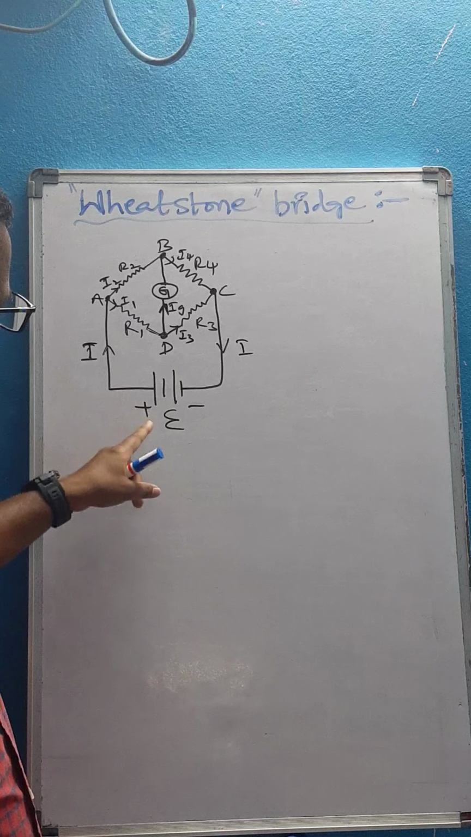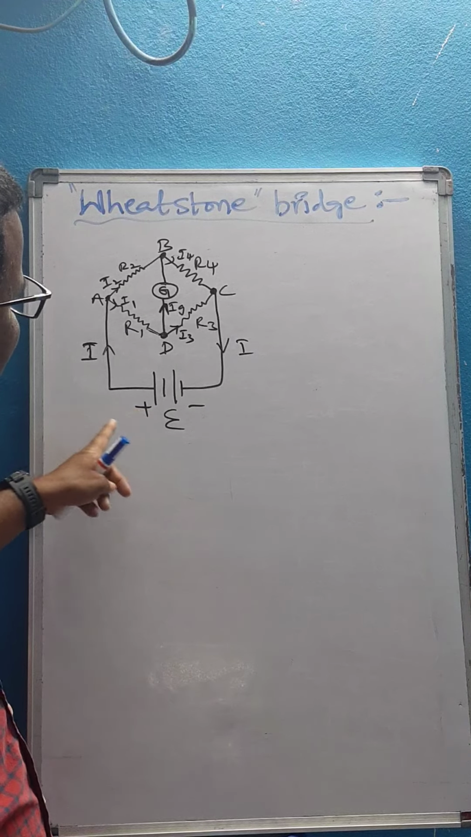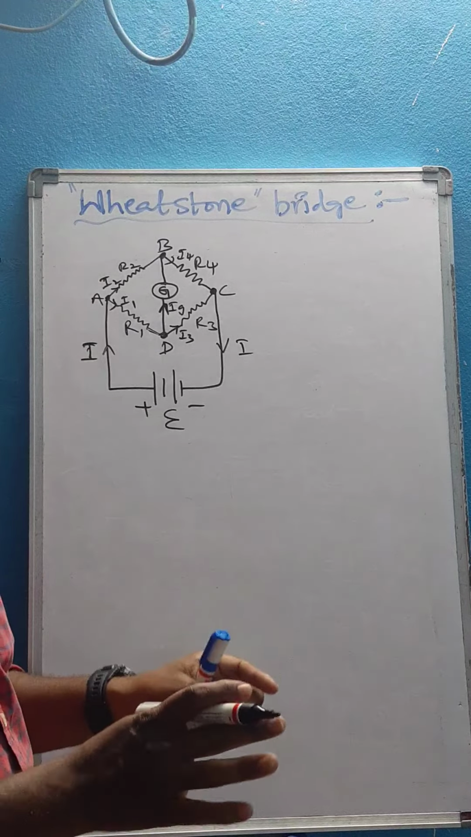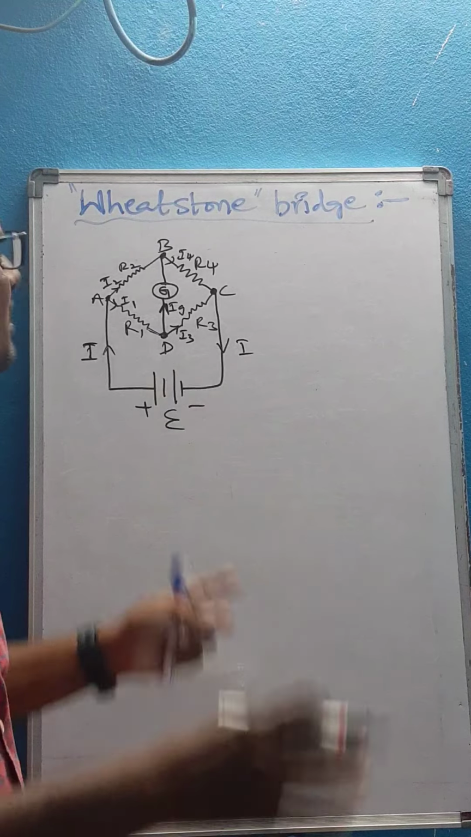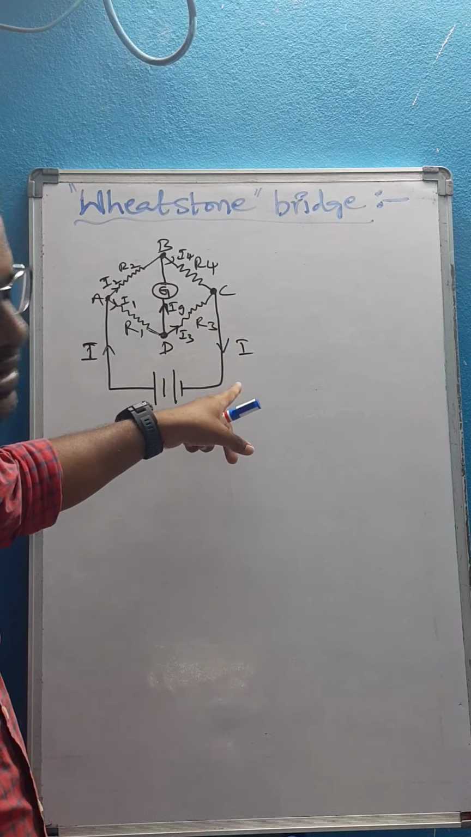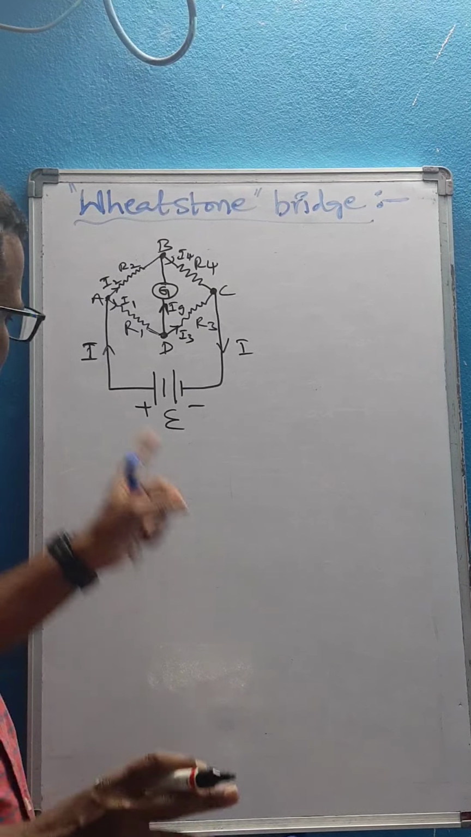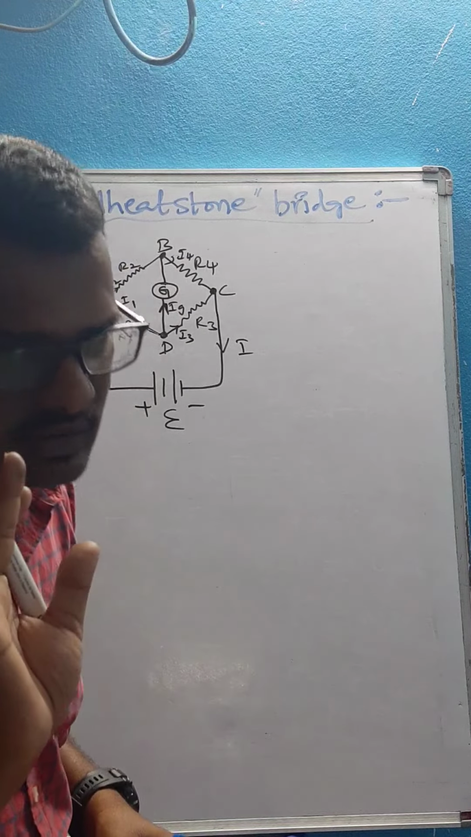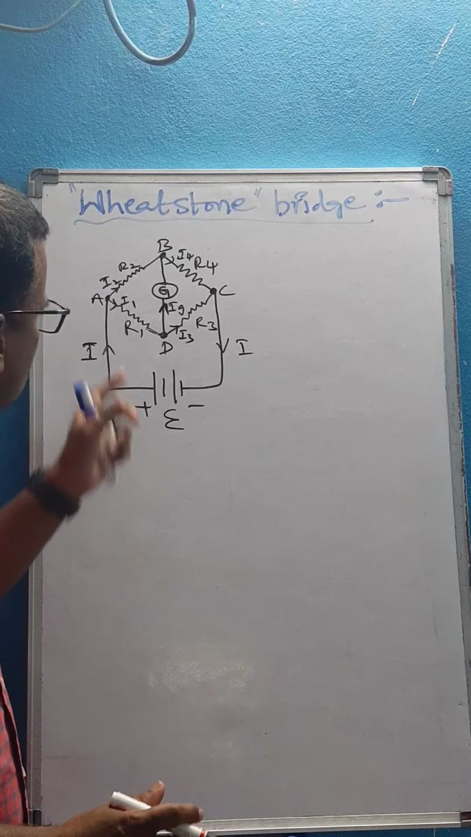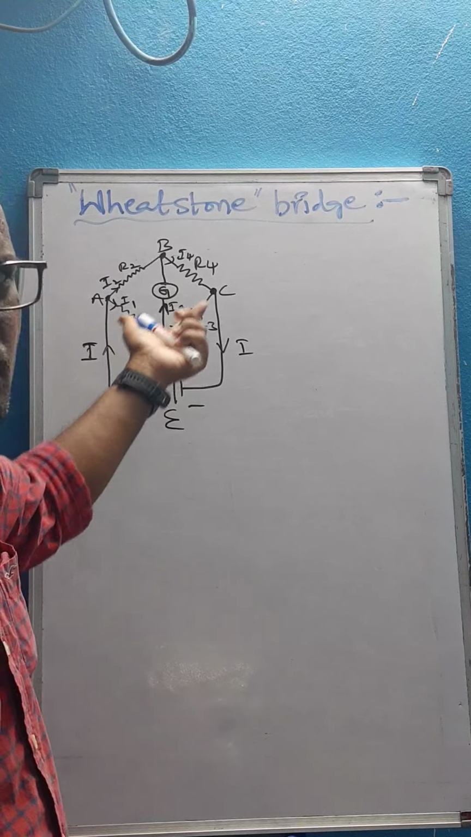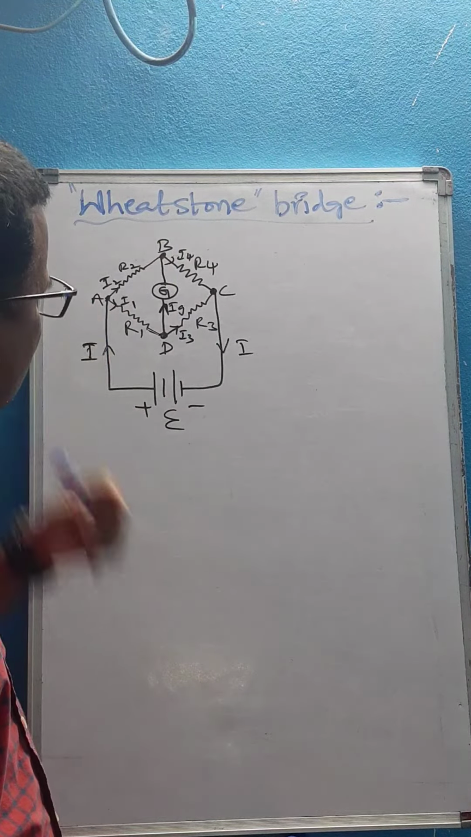So first from the positive terminal, current I passes and splits into I1, I2, Ig, I3, I4, and again the total current I reaches the negative terminal of the battery. Now the total circuit has been completed. This circuit looks like a bridge. That's why it is called the Wheatstone bridge.